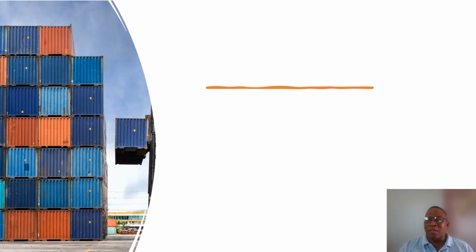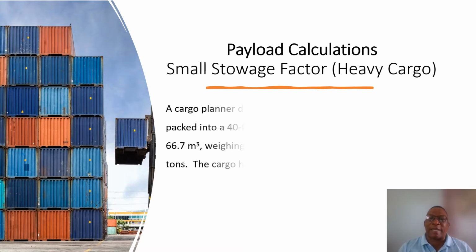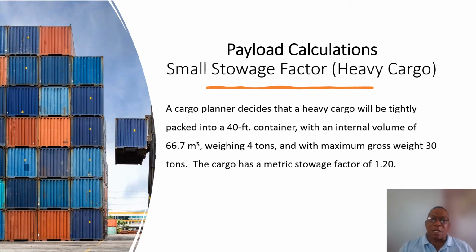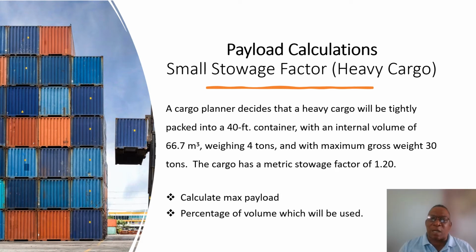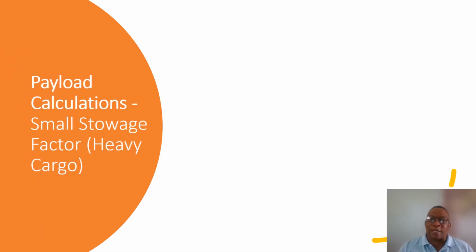Now, let us look at the same 1.2 storage factor cargo being loaded into a 40-foot container. Again, the cargo planner decides that a heavy cargo will be tightly packed into a 40-foot container with an internal volume of 66.7 cubic meters, weighing 4 tons, and with maximum gross weight 30 tons. The cargo, as we said, has the same metric storage factor of 1.2. Again, we're going to calculate the maximum payload of this container and the percentage of the volume which will be used up. Now let us look at the solution.